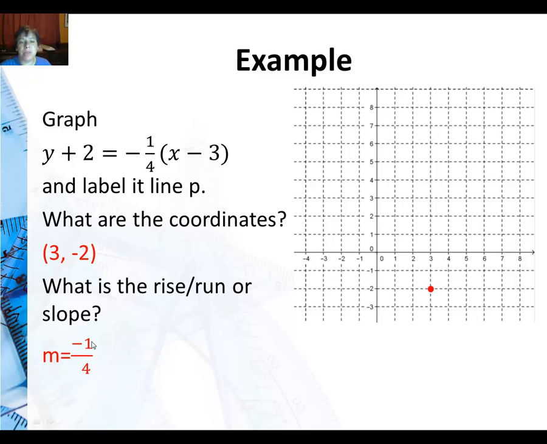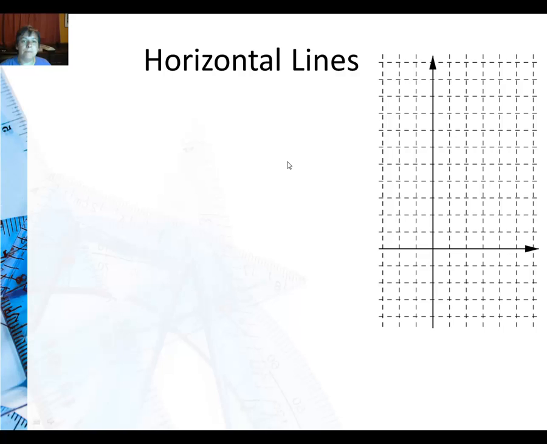So I'm going to use that to graph it. I'm going to go down 1 because it's negative and over 4. Connecting that, there's the graph of my line. And you also have one to graph. You can do it on the same graph here for the individual practice.